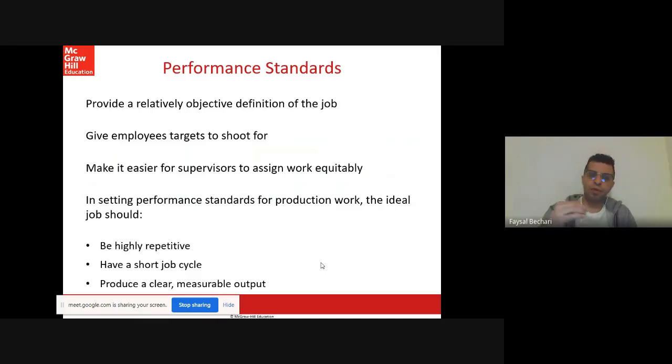And it gives the employee a target to shoot. So since it's clear, it gives an employee a target to shoot. So if he's producing 10 units extra, he might get a better pay. So he knows that, and he will do his best to beat that. And it makes it easier for a supervisor to assign work equitably.